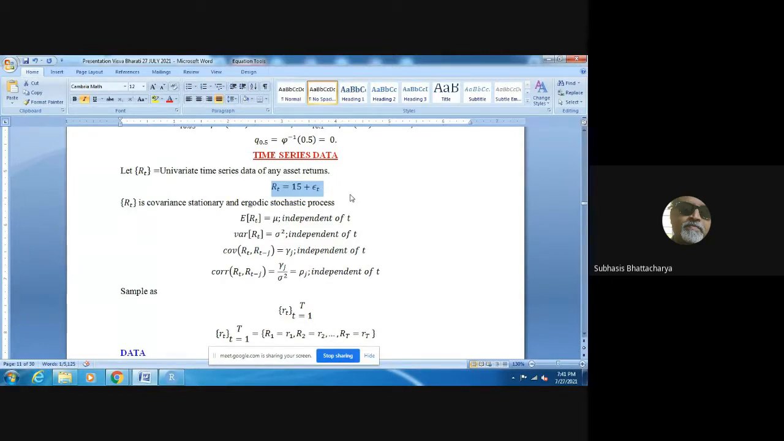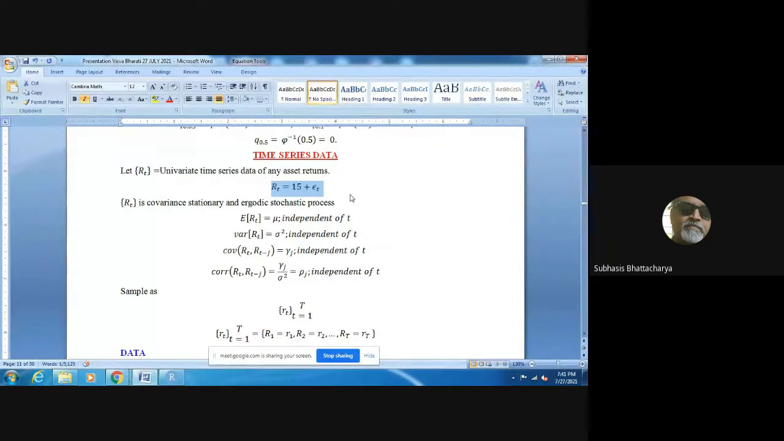So these kind of things are there. So we know that in case of time series data, this is a basic feature of the time series, that the data set is covariance stationary and ergodic. That means this epsilon t obviously follows a covariance stationary and ergodic stochastic process.